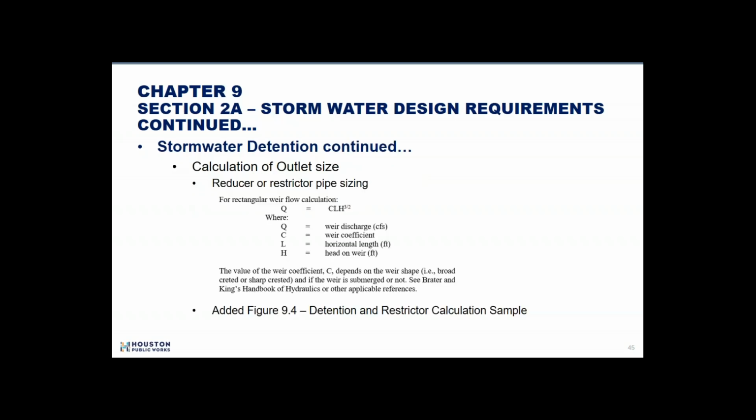Then, continuing on with the outlet size, the reducer or restrictor pipe sizing. We had one way of calculating the alpha, the restrictor. We didn't have a rectangular weir calculation, because we see a little bit of that, especially on the second stage.